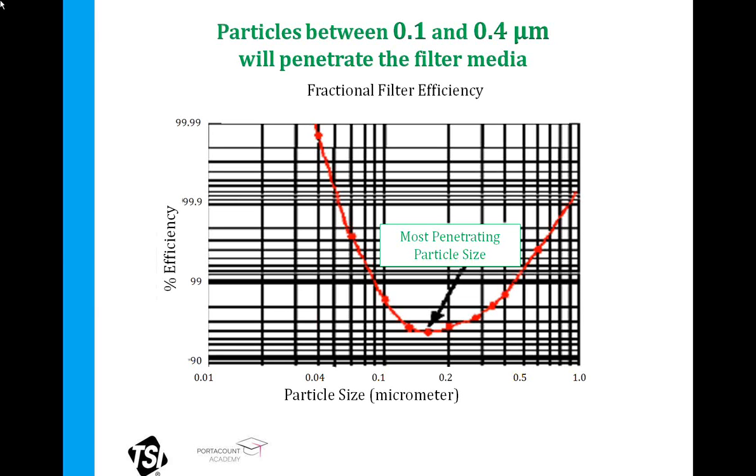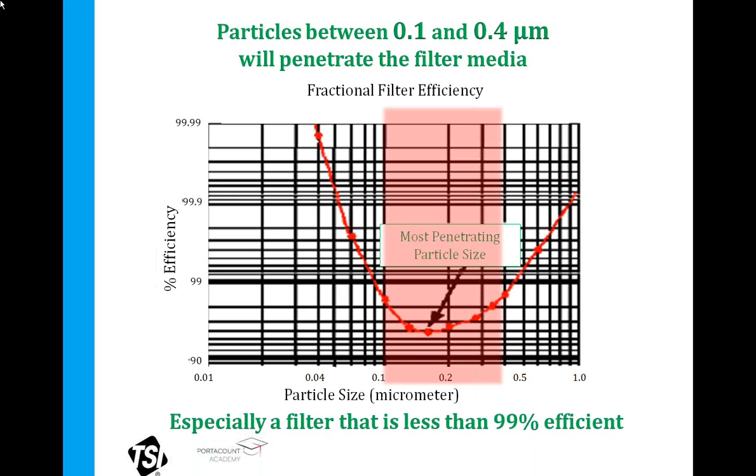Same as what happens when we go above 0.4. When we're above 0.4, we're almost 99% efficient again. And particles greater than 0.4, they're going to be filtered out with almost 100% efficiency. So where it's 95% efficient is between this 0.1 and 0.4 microns. Again, the particles that are going to manage to penetrate the filter media, especially on filters that are less than 99% efficient, are these particles highlighted here in this size range.